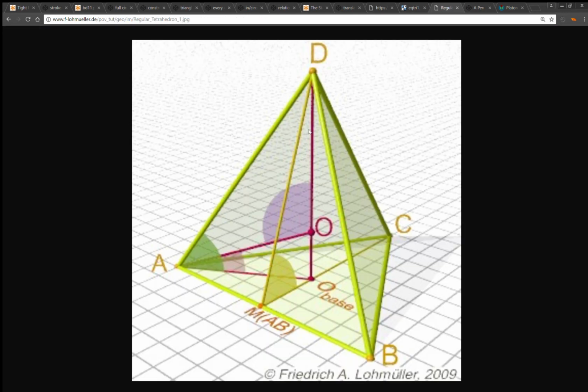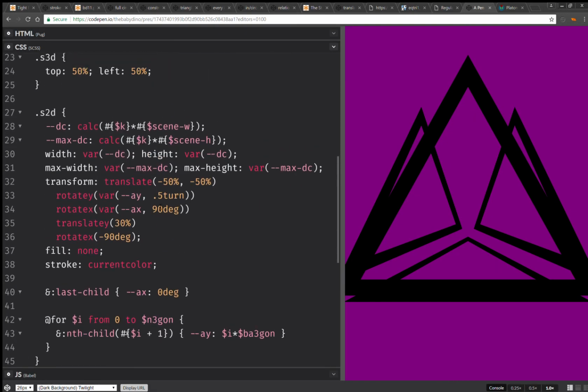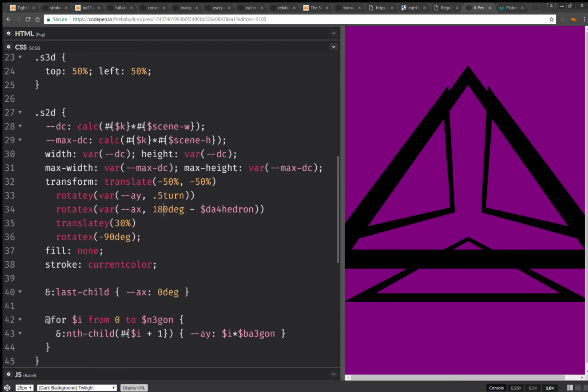And this angle between the vertical and the face is 90 degrees minus this angle from this right triangle, DMO base. So our angle is going to be 90 degrees plus 90 degrees minus that dihedral angle. And this can be written more simply as 180 degrees minus the dihedral angle. So this is the incline that we have. Okay, next we need the distance for this translation.